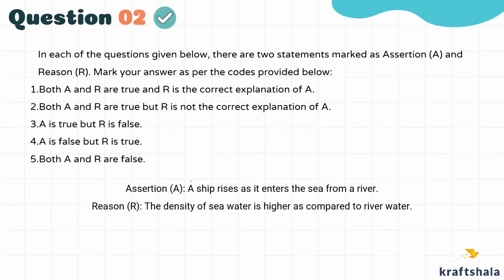All right, so let's try. A ship rises as it enters the sea from a river. You might not have witnessed this. Density of seawater is higher as compared to river water. All of us know this, so this one is definitely correct. Now, if the density of seawater is higher, it will create more force. It will create more upthrust, right? And due to this fact only, a ship will rise. So both are correct, and the explanation part is also correct.